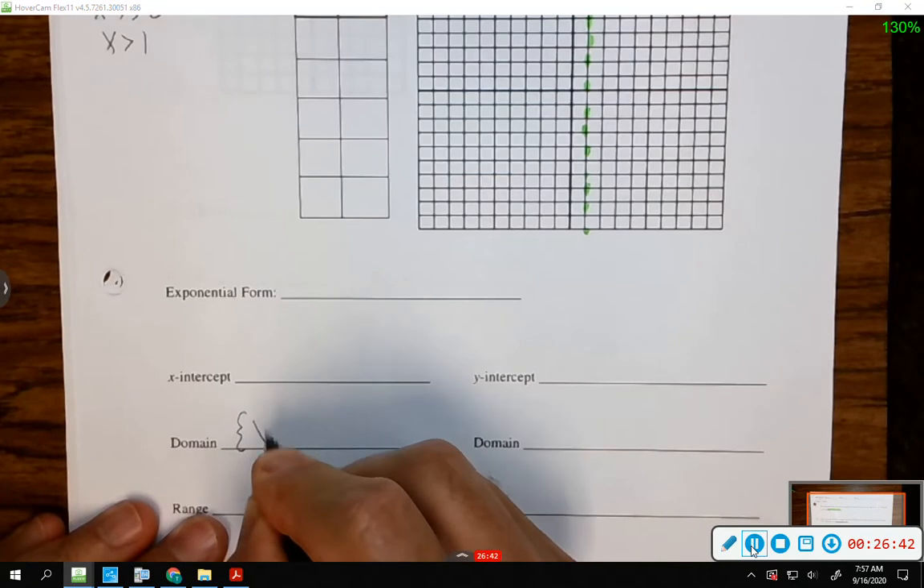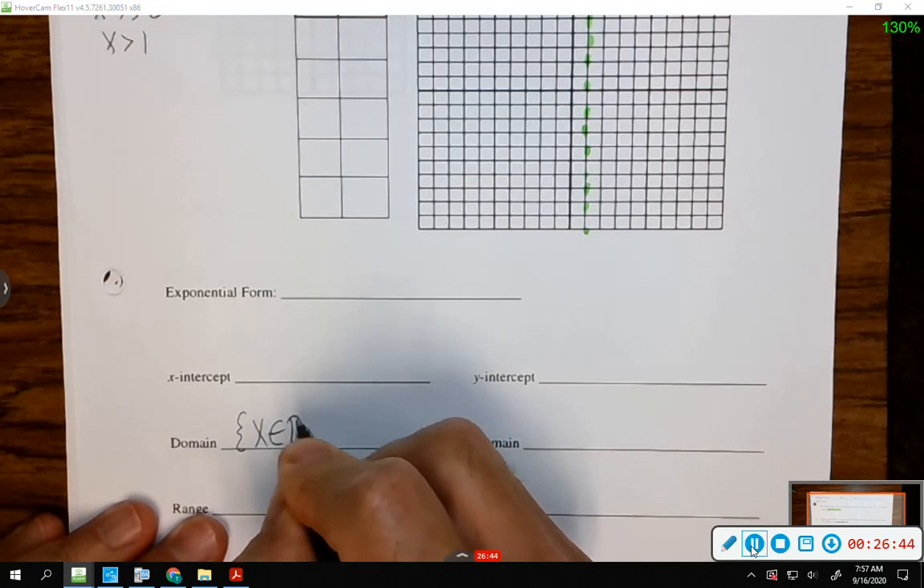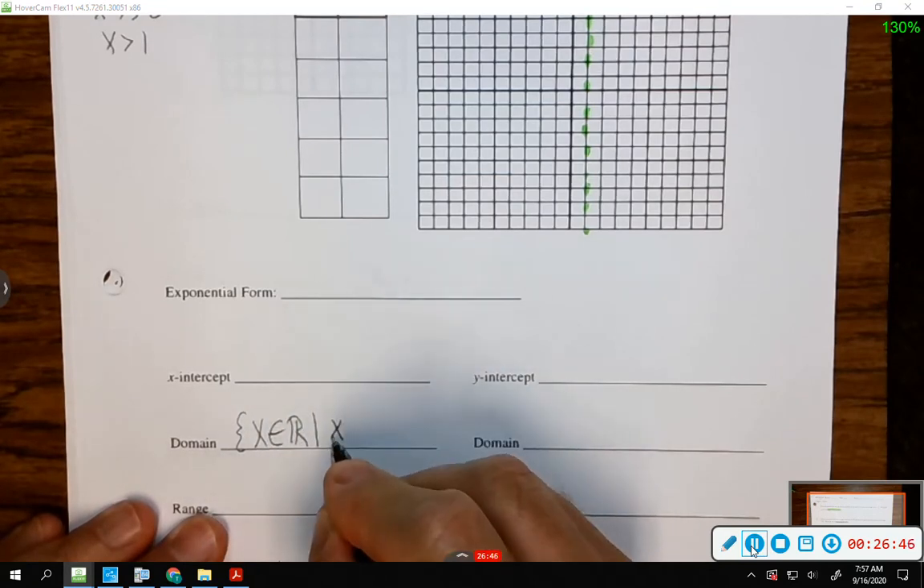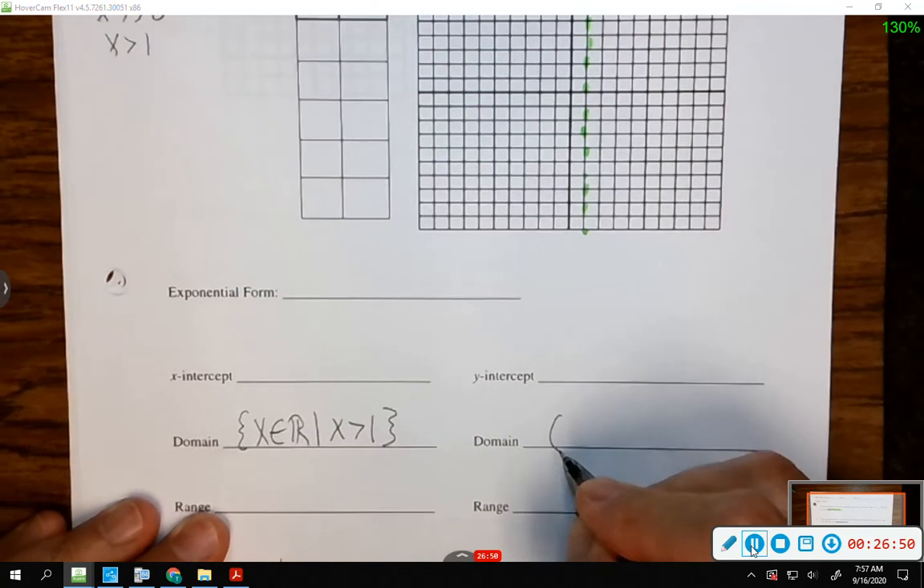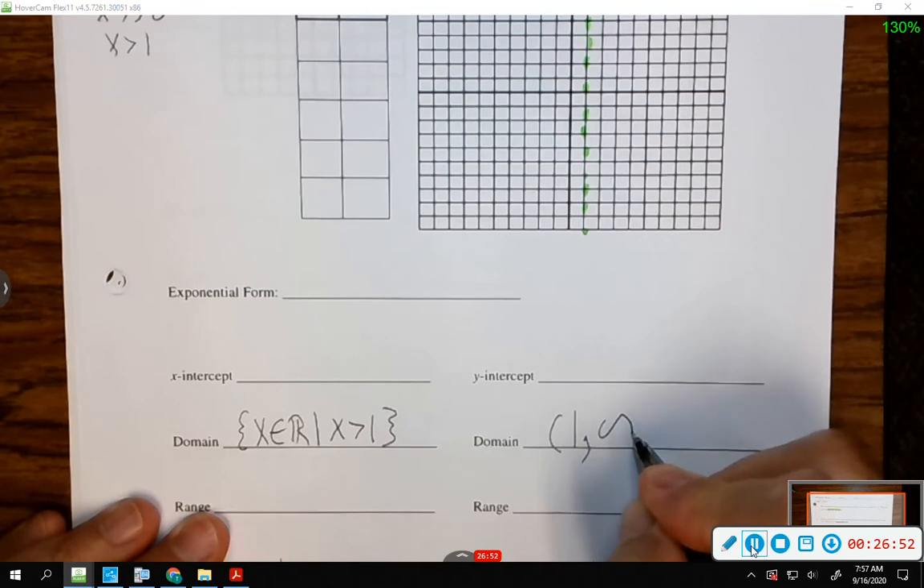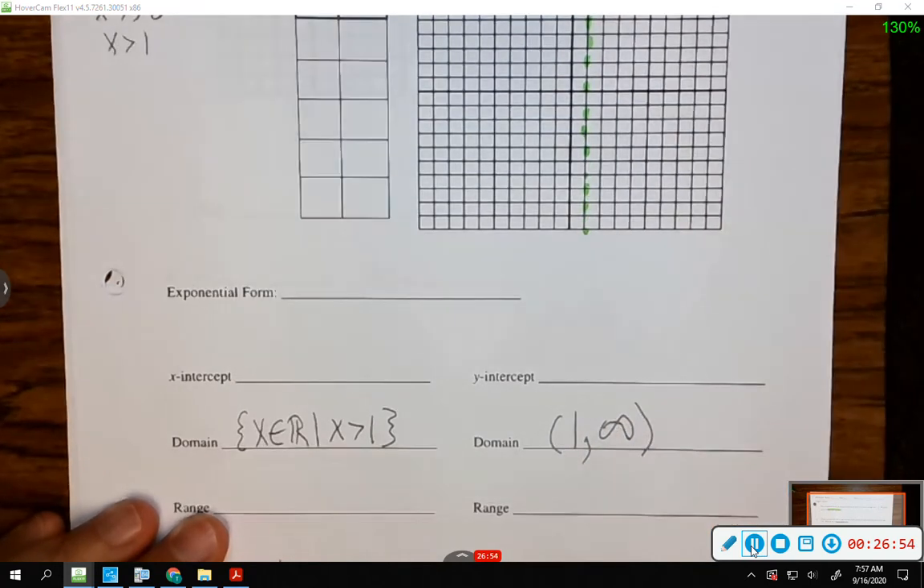X is an element of all real numbers such that x is greater than 1. That is parentheses 1, comma, infinity in interval notation. The range we'll do after the picture, but remembering that typically the range is going to be whatever the domain was of an exponential. Domain of most exponentials is all real numbers. This is probably going to be all real numbers.